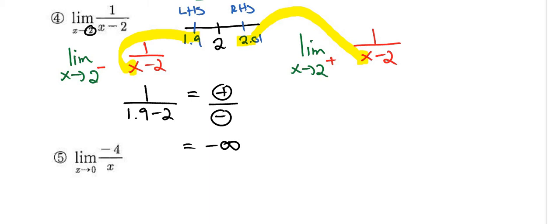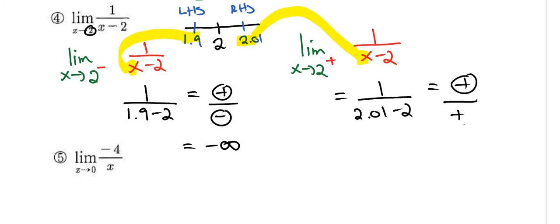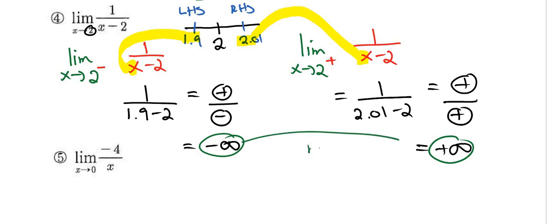All right, so if I move on to the right-hand limit, if I do a direct substitution, I get 1 over 2.01 minus 2, and that gives me positive on the numerator, and a positive result on the denominator. So positive over positive is going to be positive infinity. Now, since the left-hand limit and right-hand limit are not equal, that means the final answer here is does not exist. All right, so number 4, the limit does not exist.